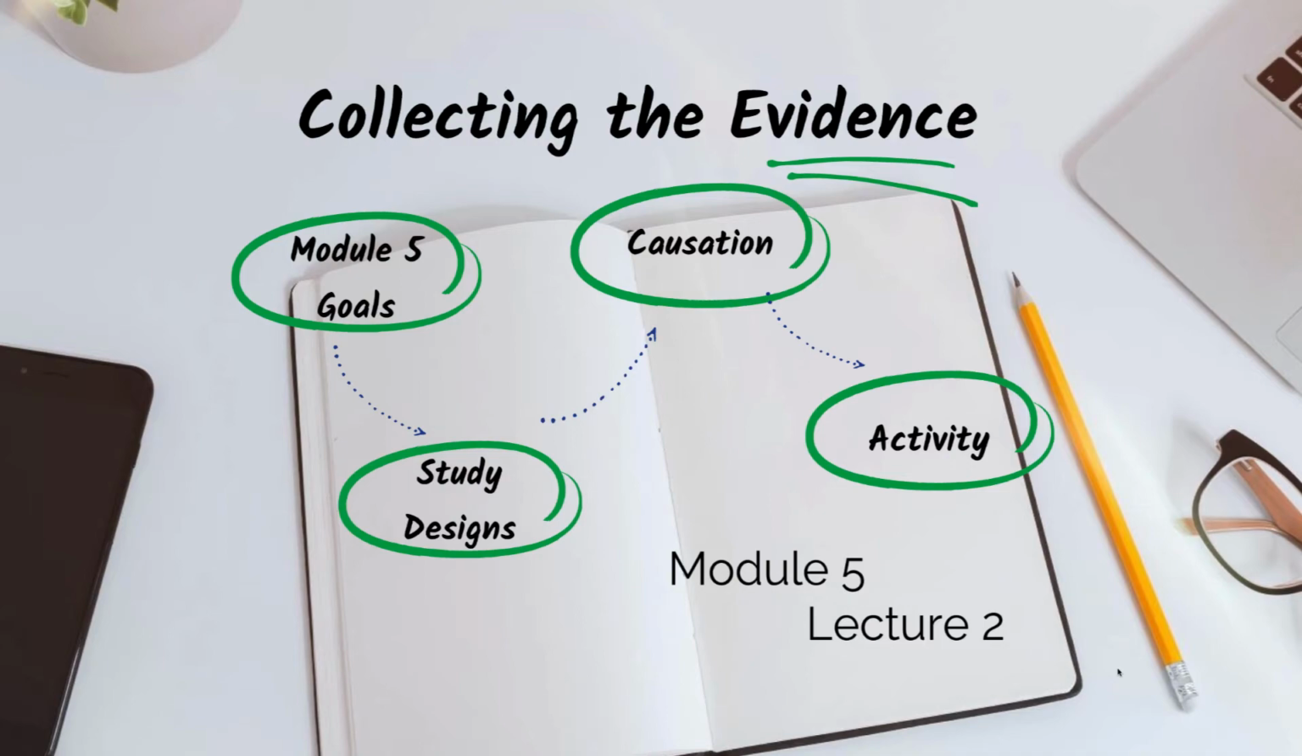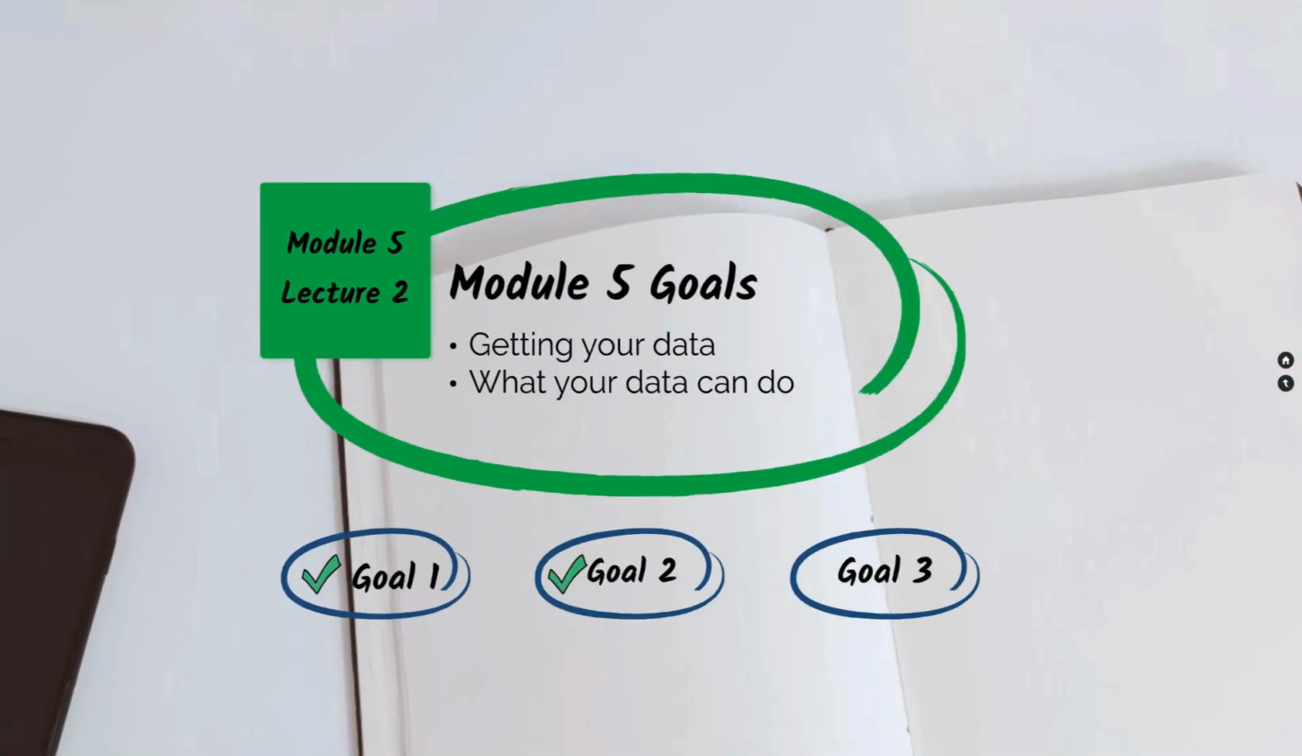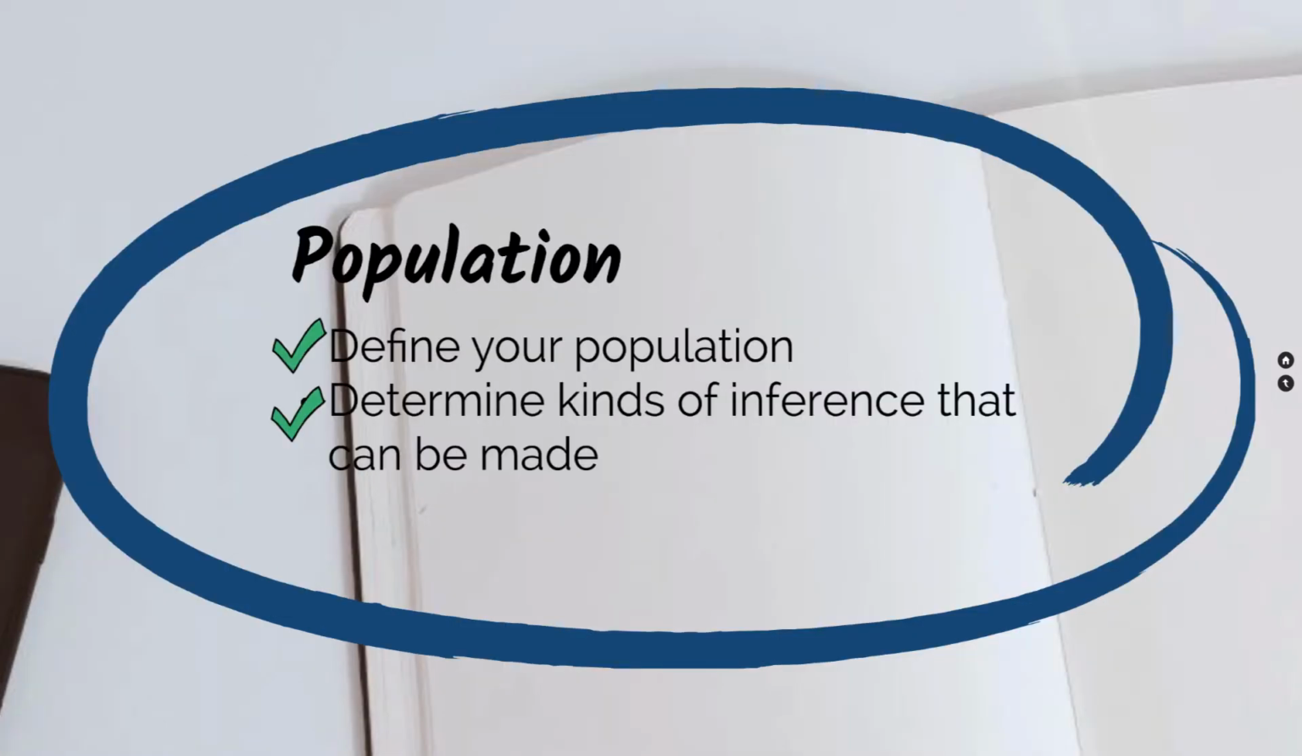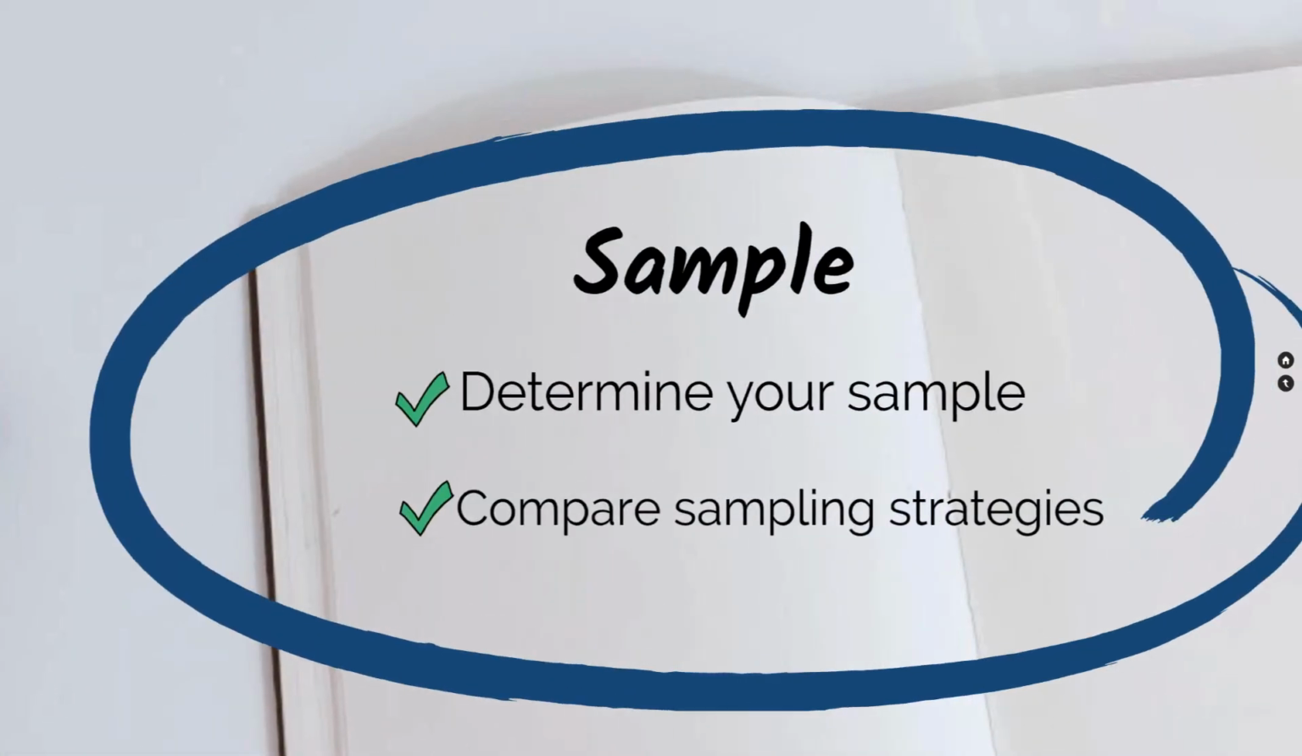Continuing on with collecting the evidence. To review the Module 5 goals about getting your data and what your data can do for you, we've talked about the population, defining your population, and determining the kinds of inferences that can be made, and that you are restricted to making inference that is associated with the sample that you've drawn from your population. You've determined your sample or figured out how to determine your sample, and we talked about different types of sampling strategies.